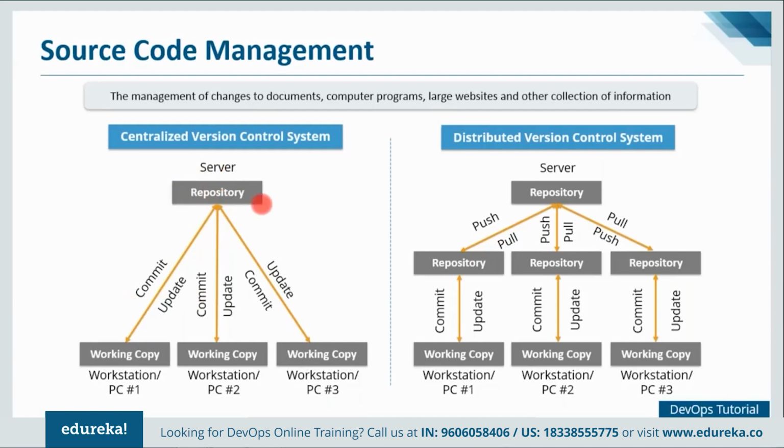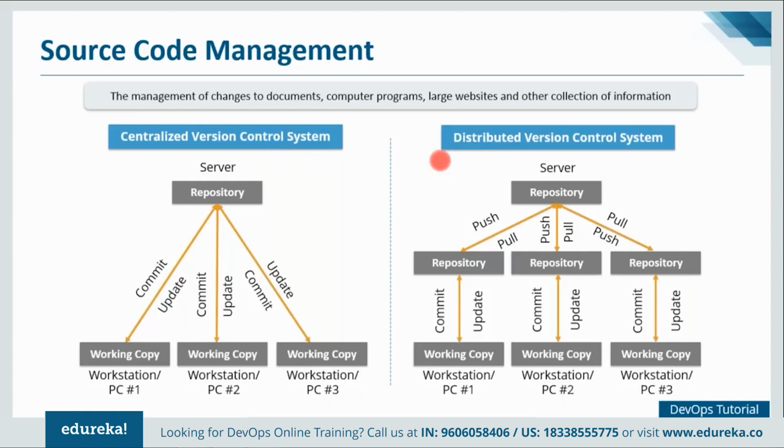So you need to be connected with some sort of network basically. Since everything is centralized, in case of the central server getting crashed or corrupted, it will result in losing the entire data of the project, right? So that's a very serious issue, guys. And that is one of the reasons why industries don't prefer centralized version control system.